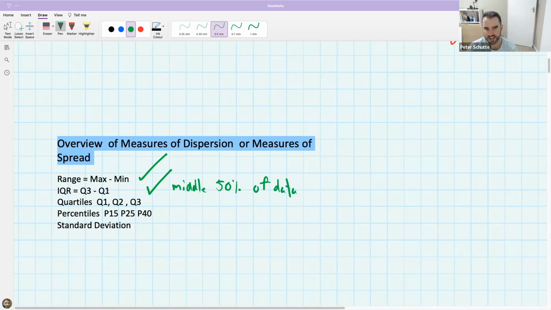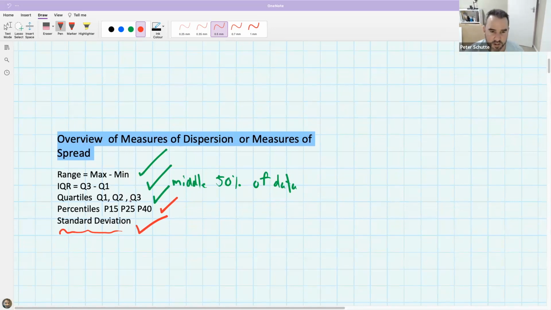In order to find the interquartile range, you first have to find the quartiles. If there's time, we may talk about percentiles, which are quite closely related to quartiles. And then we will definitely spend some time talking about the standard deviation in the second half of the lesson. Okay, so that is the overview. Today is all about how we tell how spread out a data set is.